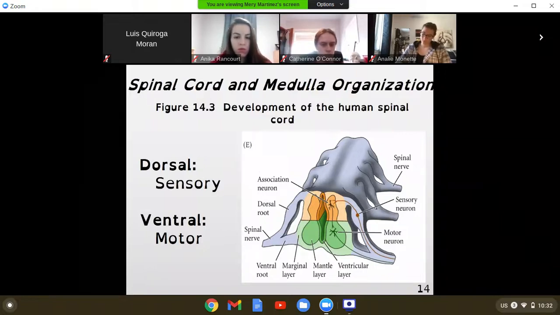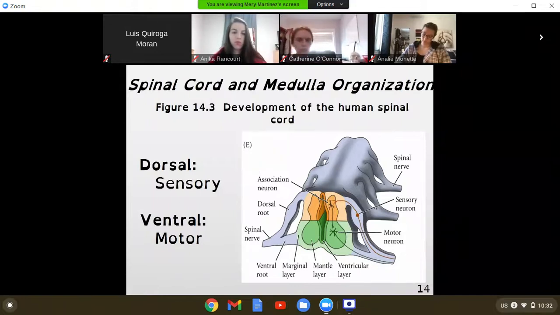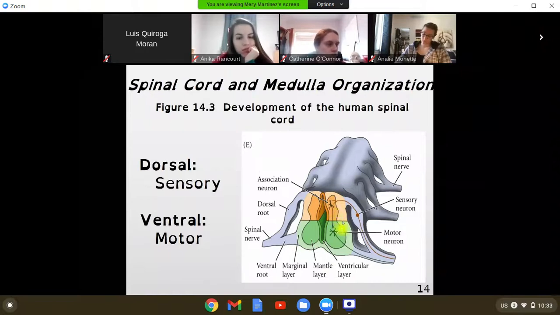Dorsal is always sensory, ventral is always motor. Sometimes we're going to find interneurons in this section, depending on at what level we're talking about on the spinal cord. But what you need to retain is that the dorsal portion of the spinal cord is always sensory, and the ventral portion is always motor.